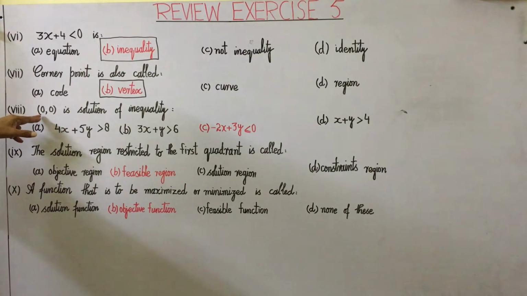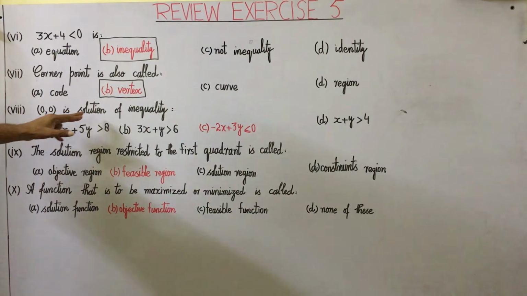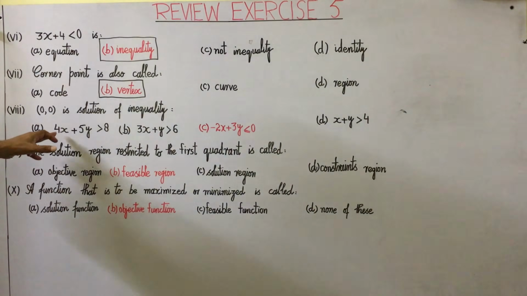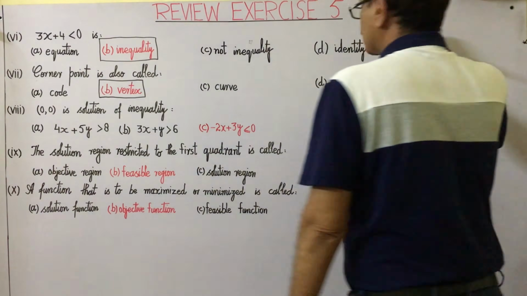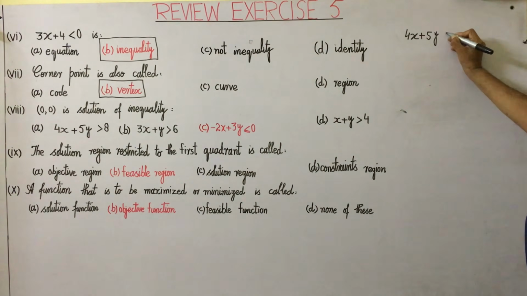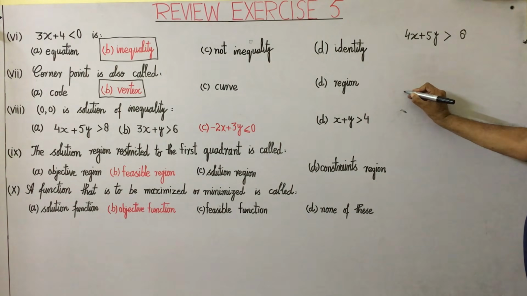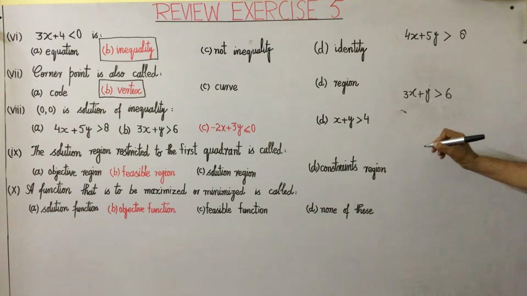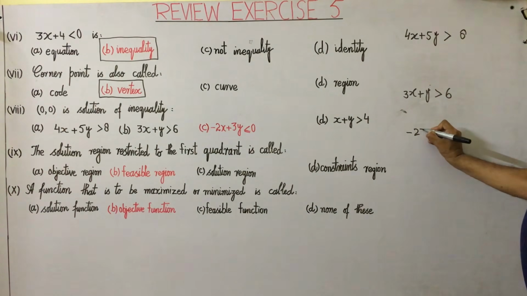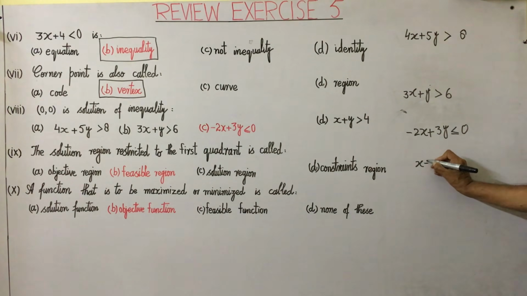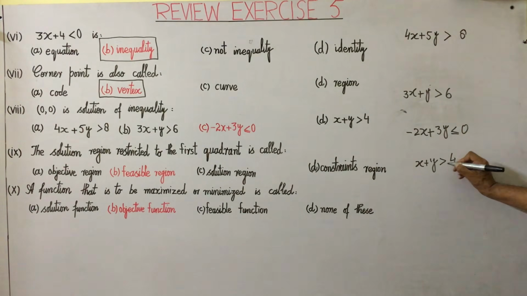Eighth MCQ, 0, 0 is solution of inequality. This or this. Let us put the values in this. 4x plus 5y is greater than 8. Second one is 3x plus y is greater than 6. Third one is minus 2x plus 3y is less than or equal to 0. Fourth is x plus y is greater than 4.